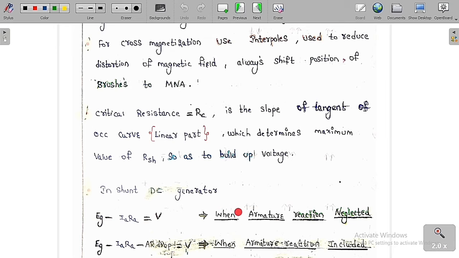But here there is a smaller decrease of terminal voltage, and here a greater decrease of terminal voltage because of this armature reaction drop. So in a DC generator, Eg minus Ia Ra is equal to V when the armature reaction is neglected, and Eg minus Ia Ra minus armature reaction drop is equal to terminal voltage when we consider the armature reaction. So you can see clearly the drop of terminal voltage is very small if you do not consider the armature reaction, but if you consider the armature reaction, the change of the terminal voltage is very much higher.